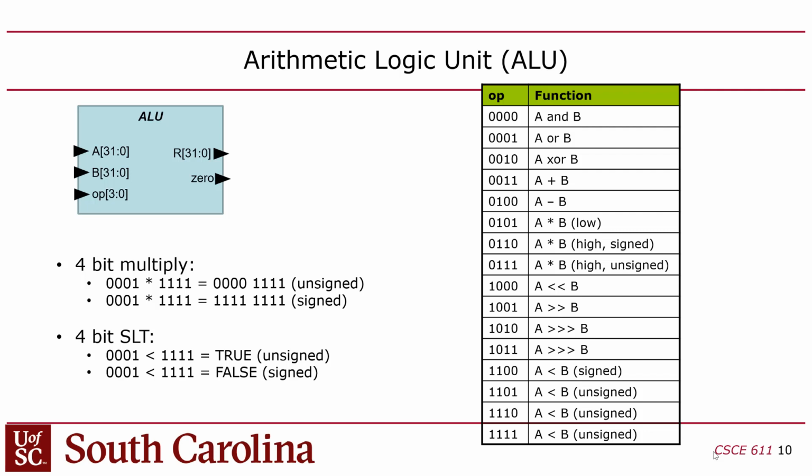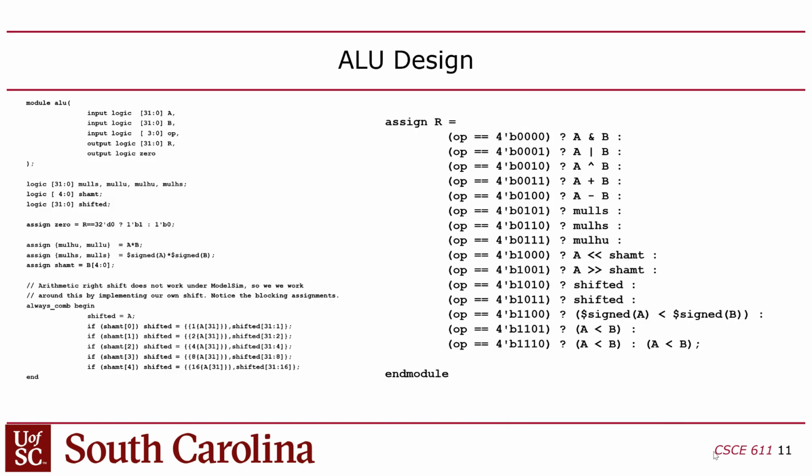And then we have shift left logical, shift right logical, shift right arithmetic. And I talked about those when I was going through the RISC instructions. And then there's A less than B, set less than, signed and unsigned. So this table also appears in the lab description, and you can also get it from the slides, and you can read it right out of the code. And if you look at the code, it looks like this. I'm sorry it's so small.